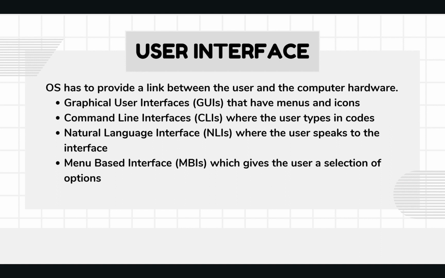The next one is the natural language interface, NLI. It's where the user speaks to the interface in their own natural language. For example, all of the icons of the applications on your computer are written in your natural language, English for example, so that you can understand what is going on. And the next one is the menu-based interface, MBI. It gives the user a selection of options. So it's just the computer menu that you know.